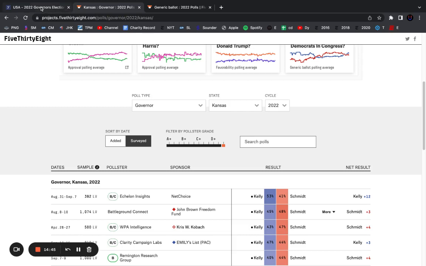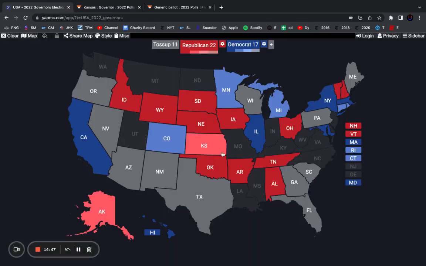So there will be some level of ticket splitting here, sorry, I meant ticket splitting, where they'll vote Republican for Senate but Democrat for governor. But ultimately, Kelly's running a really good campaign. I think she's doing the best she can, but I think the partisanship of her state is going to catch up to her, and she'll lose by 5 to 6%.